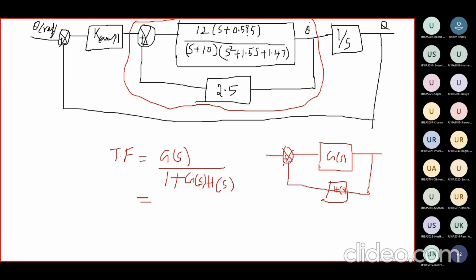Here G of s is 12 times (s plus 0.585) divided by (s plus 10) into (s square plus 1.5s plus 1.47), where H of s is 2.5. Therefore, we apply this equation: 12 (s plus 0.585) divided by (s plus 10) into (s square plus 1.5s plus 1.47).